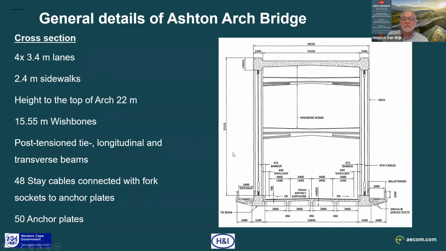Just a few brief details of the arch. We've got 4 traffic lanes, with 2.4 meter sidewalks on both sides. The overall height is 22 meters. We've got 15.5 meter wishbones, and the longitudinal tie beams are post-tensioned, and then we've got a coffered deck with longitudinal and transverse post-tensioned beams, keeping in mind that the deck spans between the two tie beams. We've got 48 hangers or stay cables. Hanger is probably the best word for that, and these are connected to the arch tie beam and arch rib with anchor plates or anchor brackets.